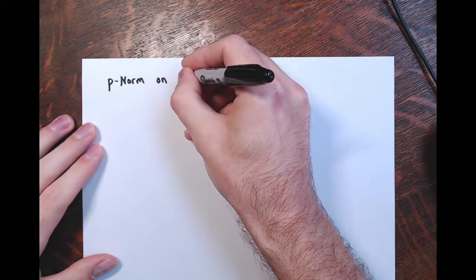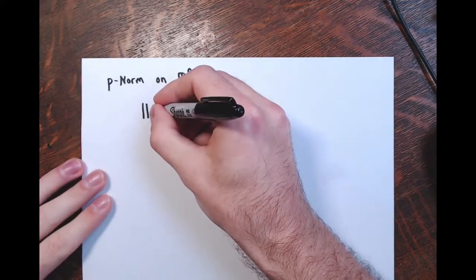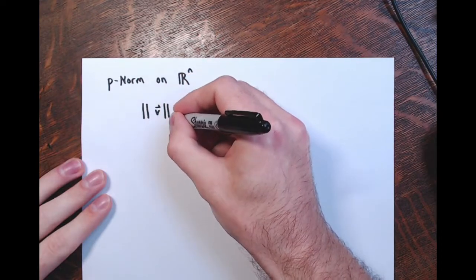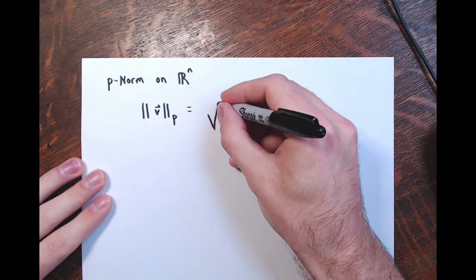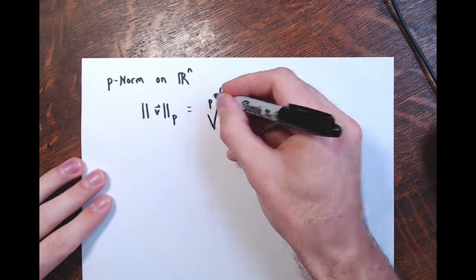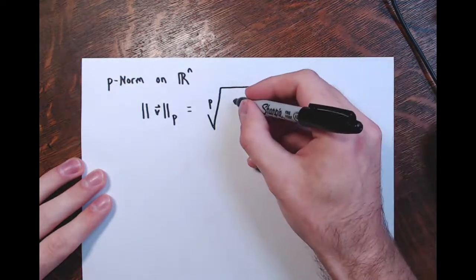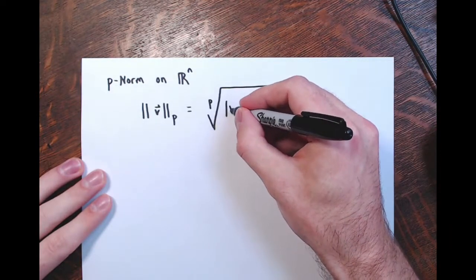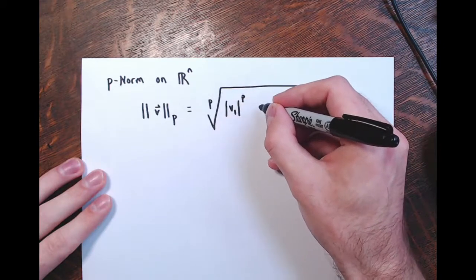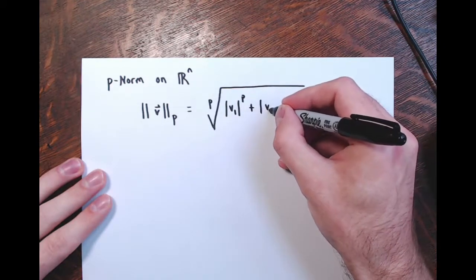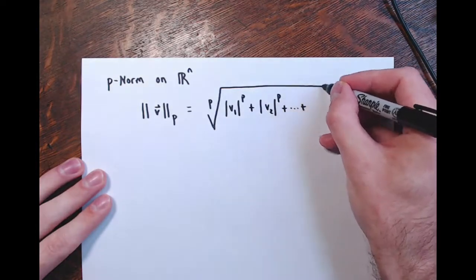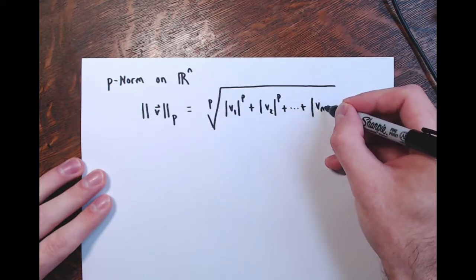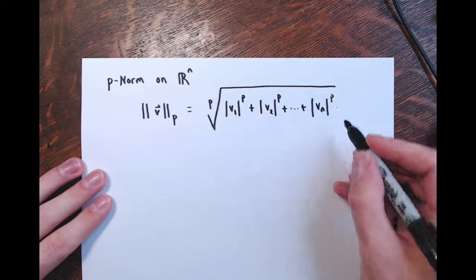on Rn, on Euclidean space, again, is this. The norm of some vector sub p, the p-norm. One more time, it's the pth root of the absolute value of the first component to the pth power plus the absolute value of the second component to the pth power plus all the way to the absolute value of the nth component, from Rn to the pth power.